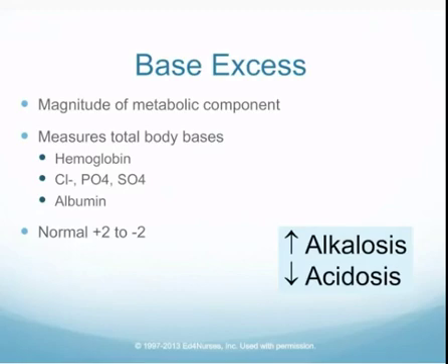So if we have a negative number, it's acidotic. A positive number, it's alkalotic. The bigger the number gets, the more of an acid-base imbalance we have in our patient. And this tells you about the metabolic component. It doesn't tell you about respiratory. It tells you about what the metabolic component is doing.